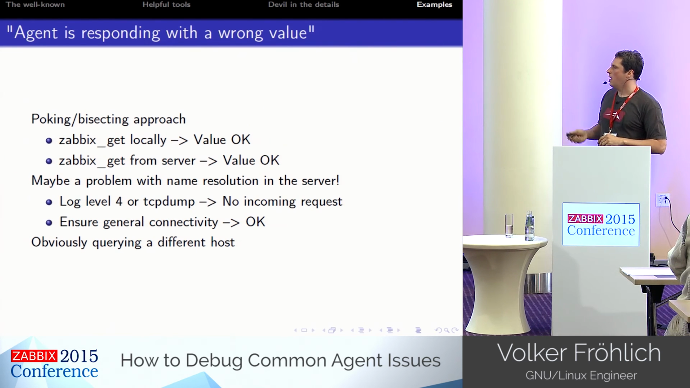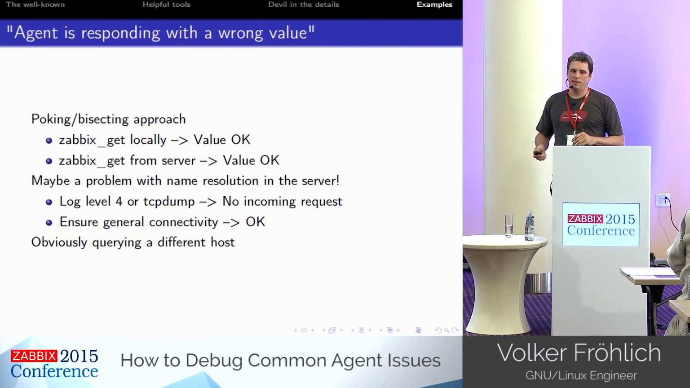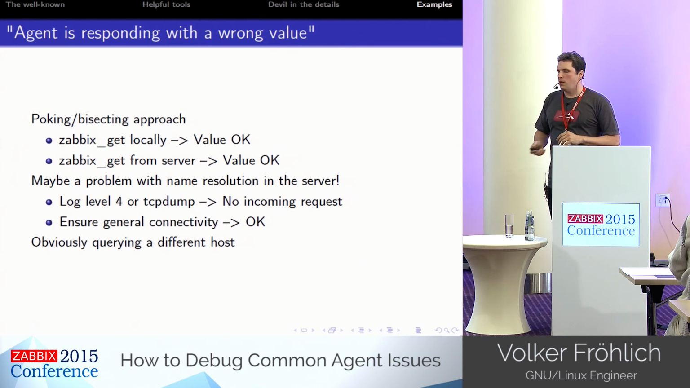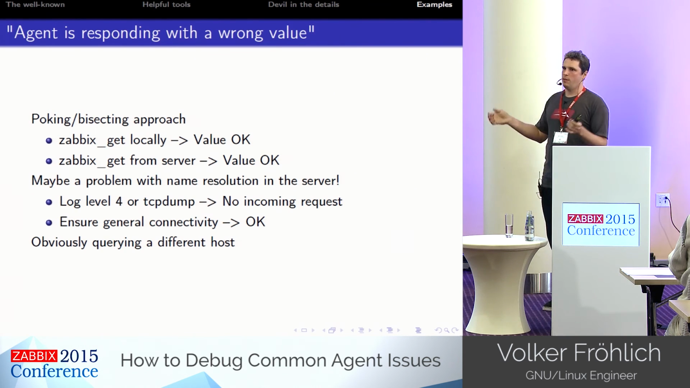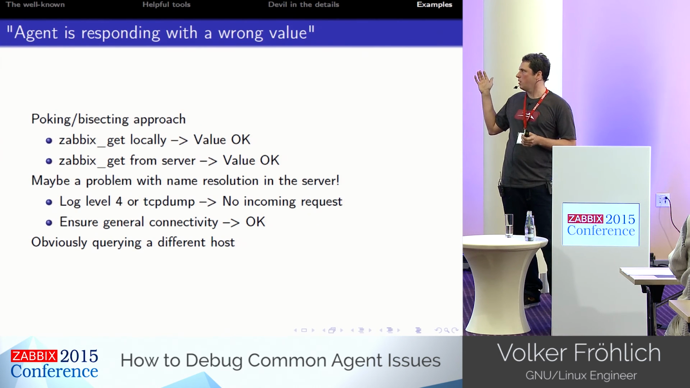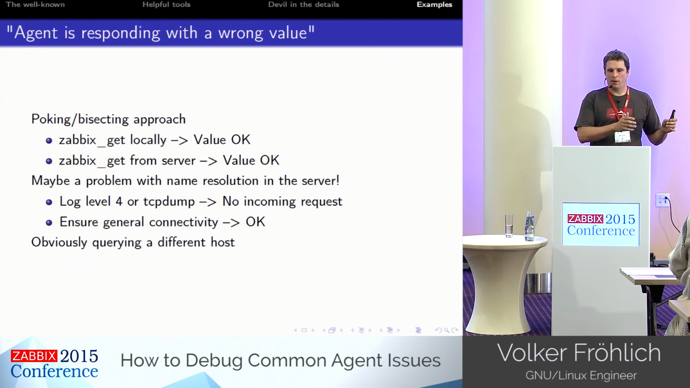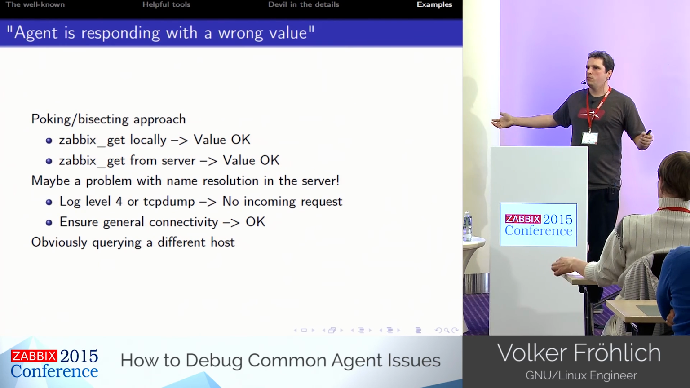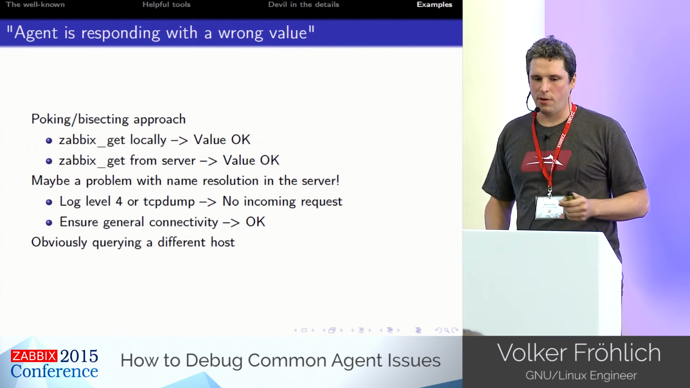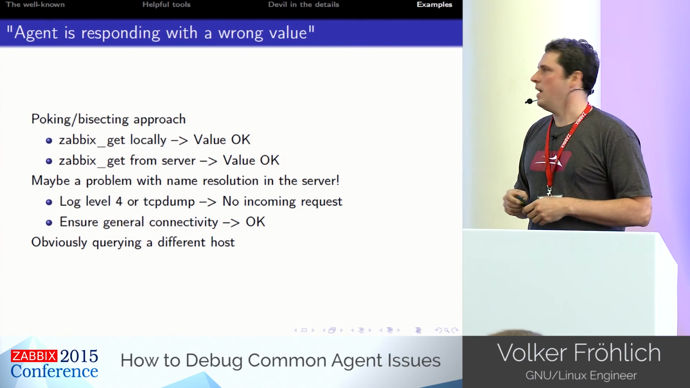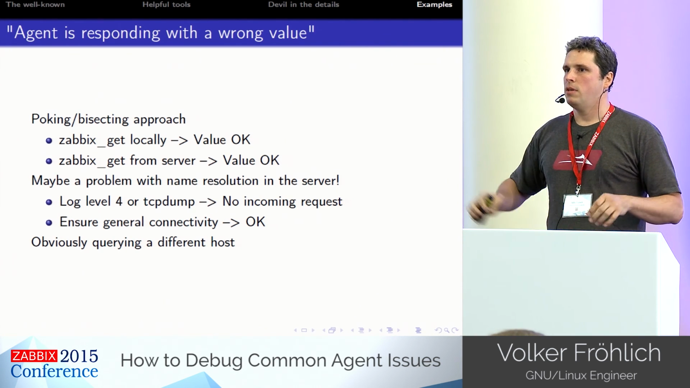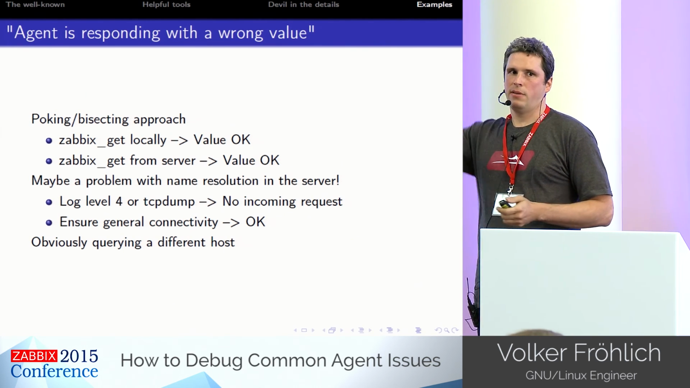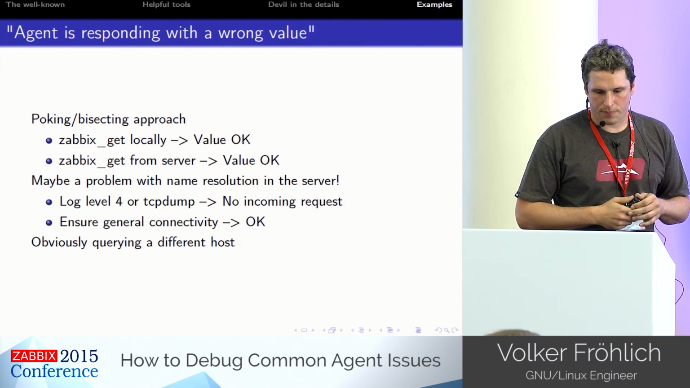The example here is an agent is responding with a value which we hadn't expected. And those are two approaches to the very same problem. The first being running Zabbix get locally, finding out that the value is actually okay, then running Zabbix get from the server, and finding out that the value is okay still, but in the front end it's the wrong reading. What might be going on, that might actually be a name resolution problem. Somebody might have changed the configuration and the records from the name server they query is obsolete, and that would require a server restart, for instance.